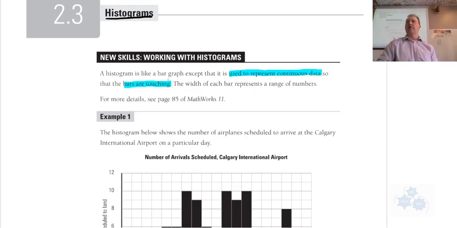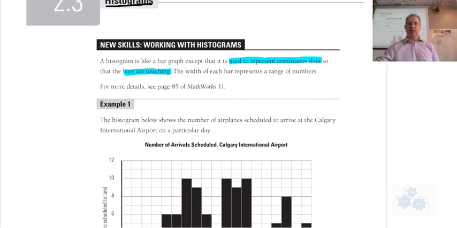Now in our bar graphs, most of the bar graphs we made, the bars were totally separate because they represented levels of different things that weren't really connected one to another. Okay? So histograms would be like bar graphs that would represent data that's continually being measured.